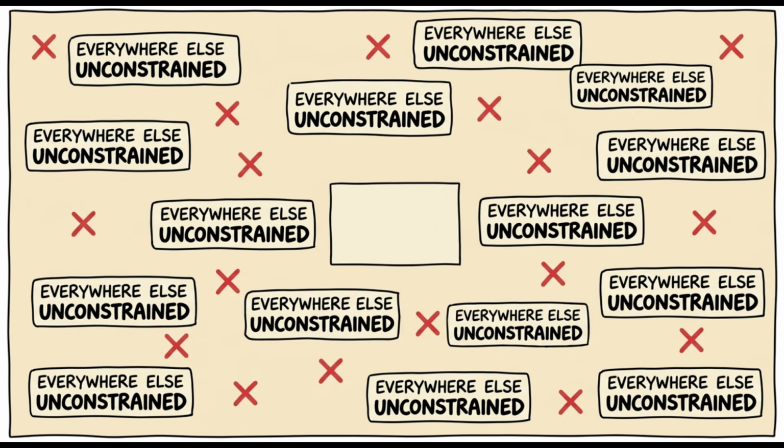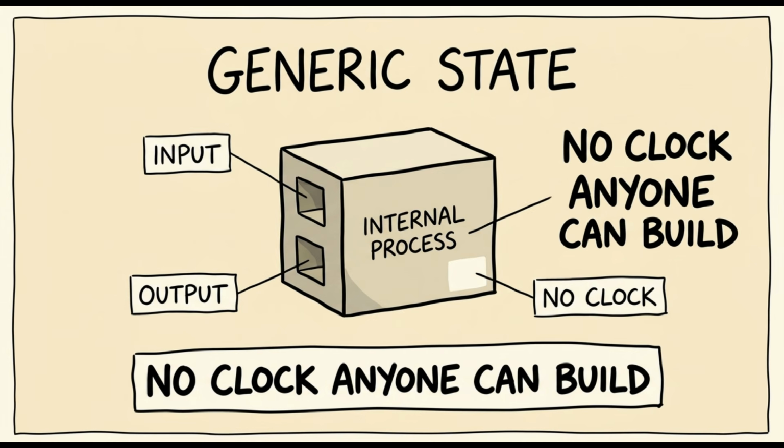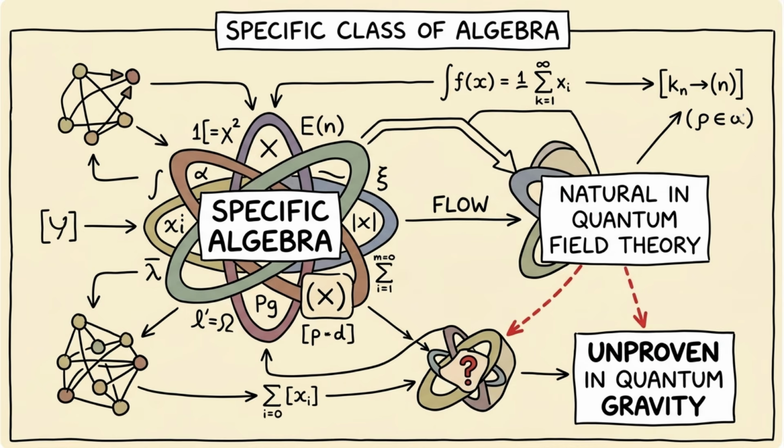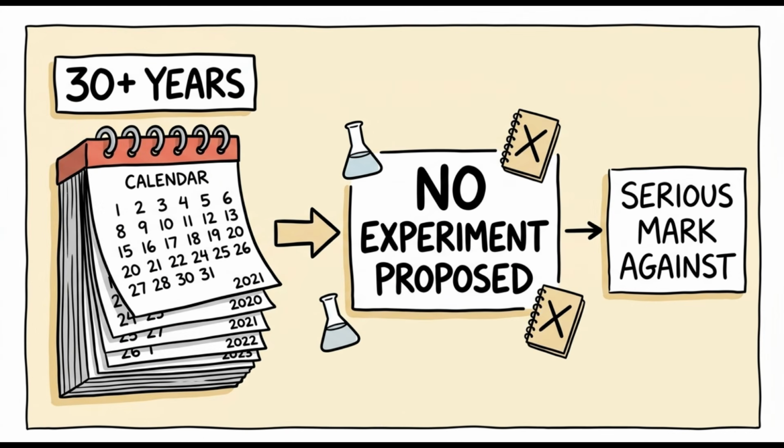Everywhere else, it is unconstrained. For a generic state, the thermal flow corresponds to no clock anyone can build. The construction hands you a flow, but not a direction. So the arrow of time has to be imported from somewhere else anyway. It requires a specific class of algebra which is natural in quantum field theory and unproven in quantum gravity. And in more than 30 years, no one has proposed an experiment that would confirm or refute it, which for a hypothesis about the origin of time is a serious mark against it.